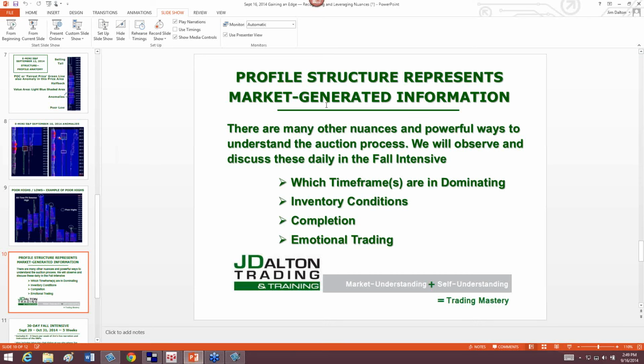Profile structure represents market-generated information. Market-generated information. Could you use the slideshow, Jim? Excuse me, it's just smaller for people. From current slide.